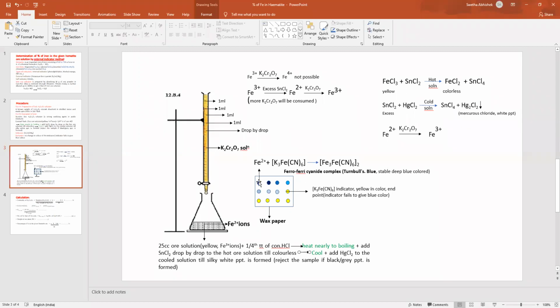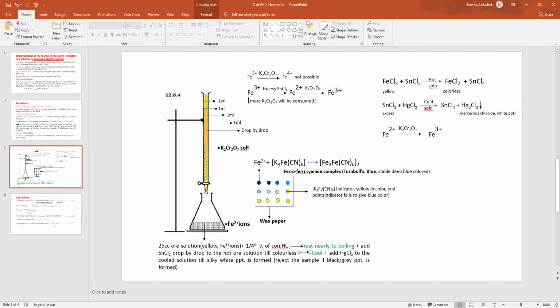This is because if your reaction mixture still has ferrous ions left in the solution, these ferrous ions effectively react with the potassium ferricyanide indicator, forming the ferroferricyanide complex. So when K2Cr2O7 is added, ferrous ions are oxidized to ferric. If there are still ferrous ions left which are not completely oxidized to ferric, these ferrous ions react with the external indicator, forming a new complex, that is the ferroferricyanide complex.